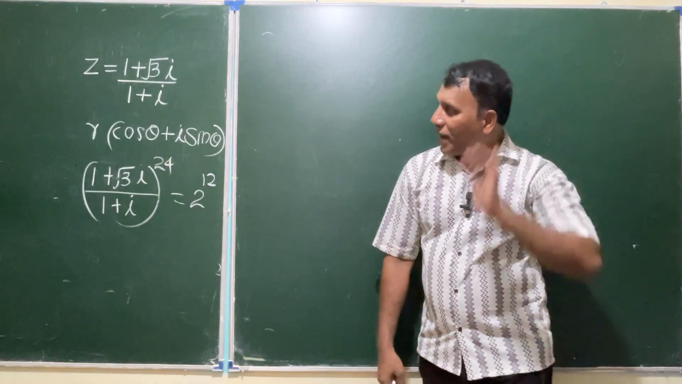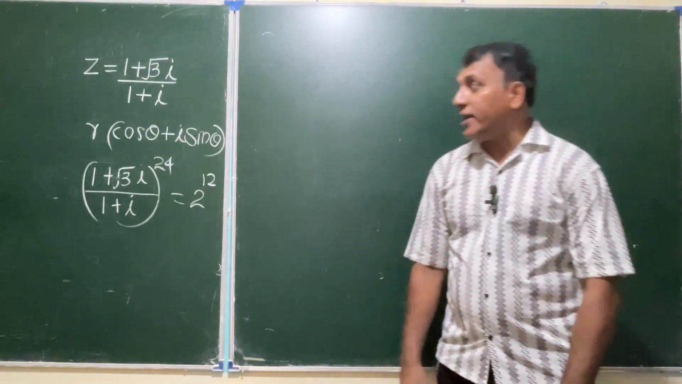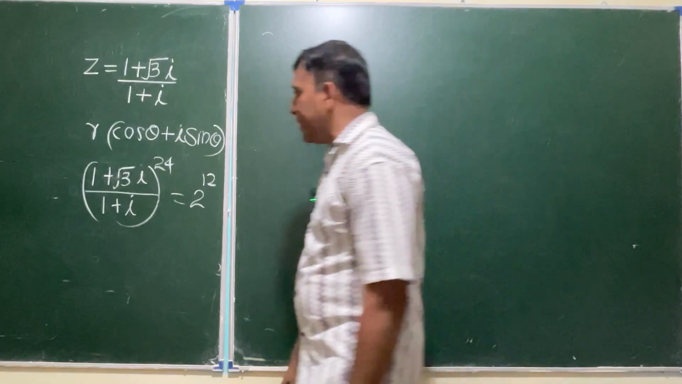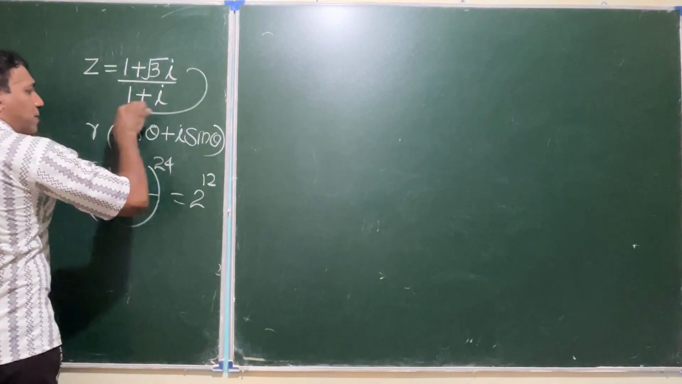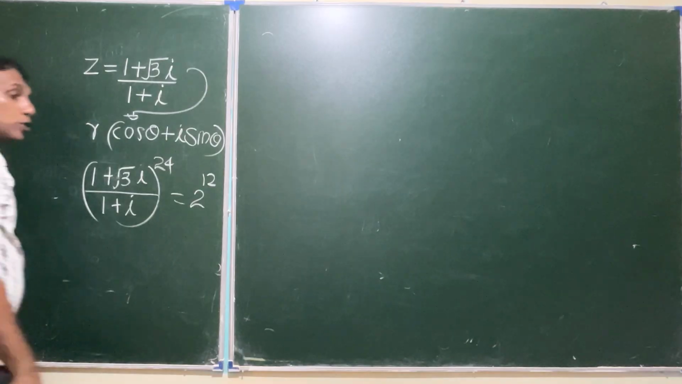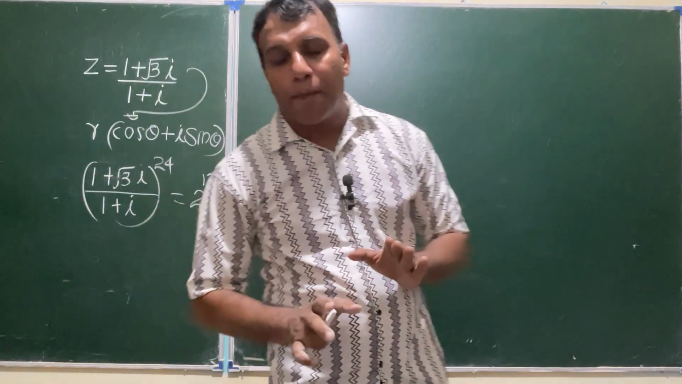Okay, today we see the complex number z equals (1 plus root 3 i) divided by (1 plus i). So you know the complex number patterns. Show this complex number in this format, r into polar form. This is what we call the Cartesian form of a complex number.